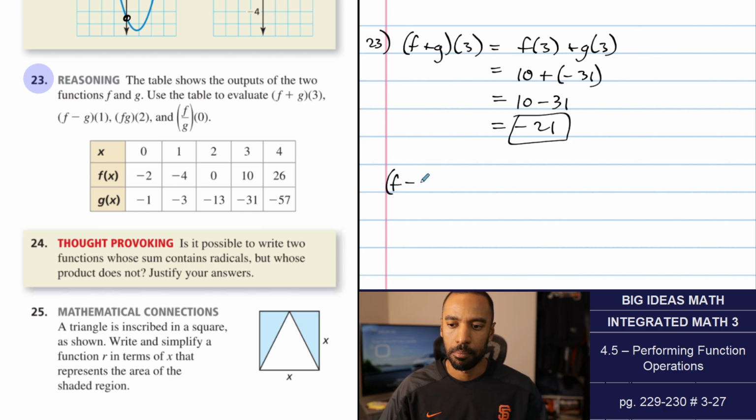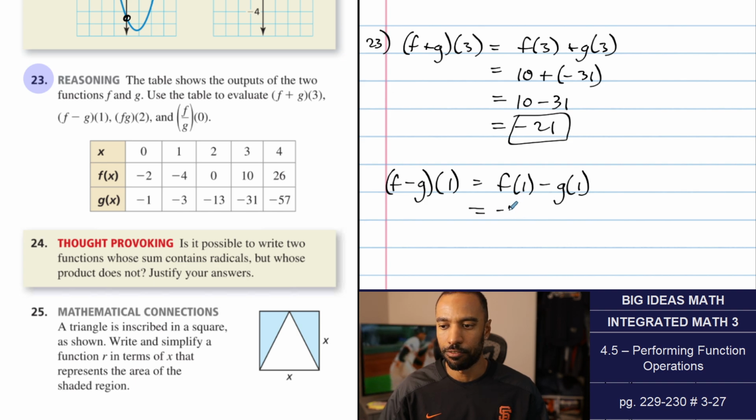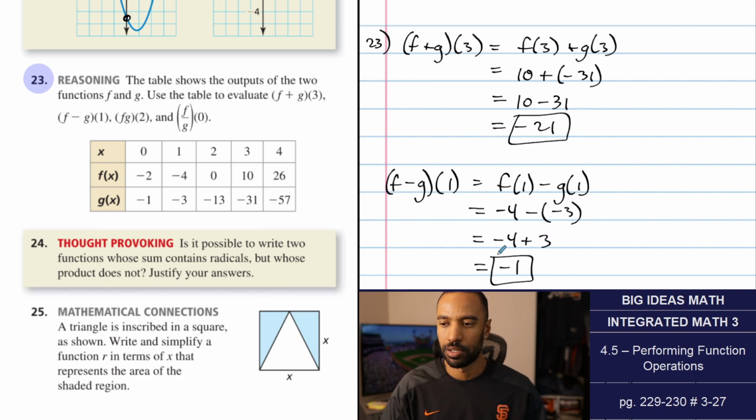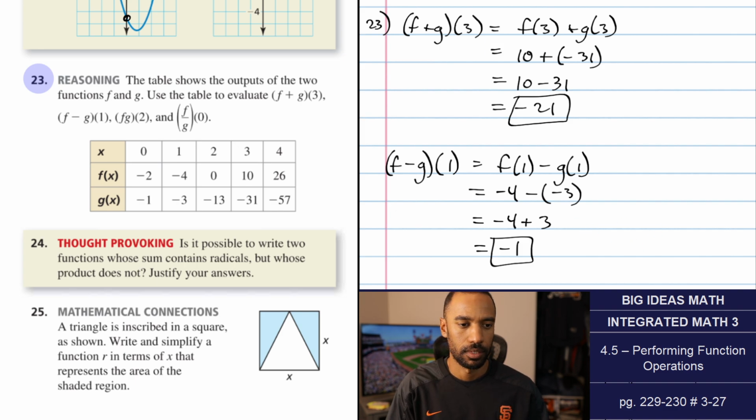Let's do f minus g of 1, which is f of 1 minus g of 1. F of 1 looks like it's negative 4. G of 1 is negative 3. We are subtracting negative 3 from negative 4, so it's negative 4 plus 3, which is negative 1. Okay?